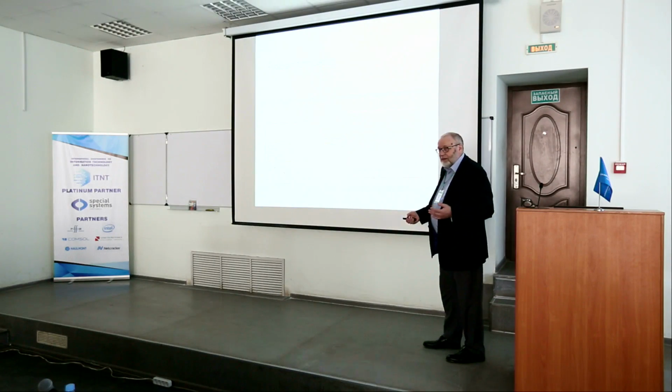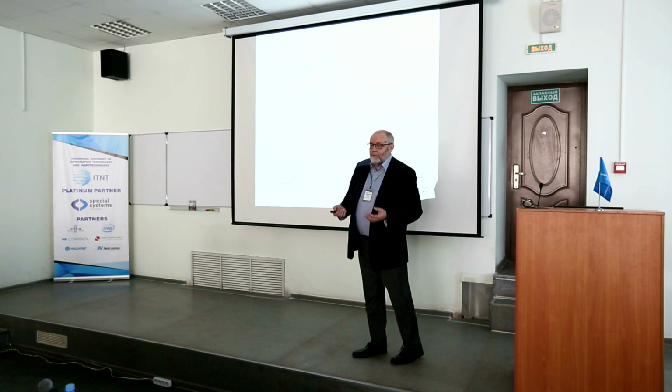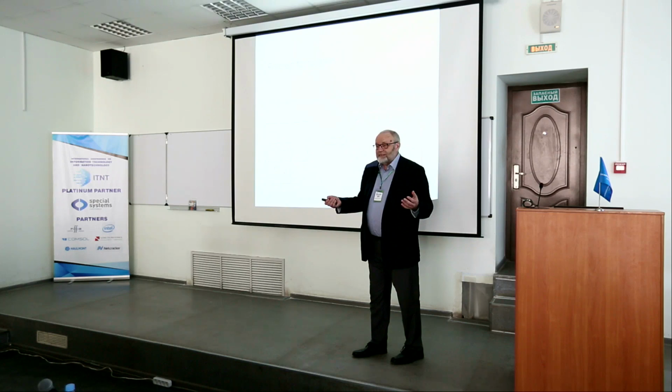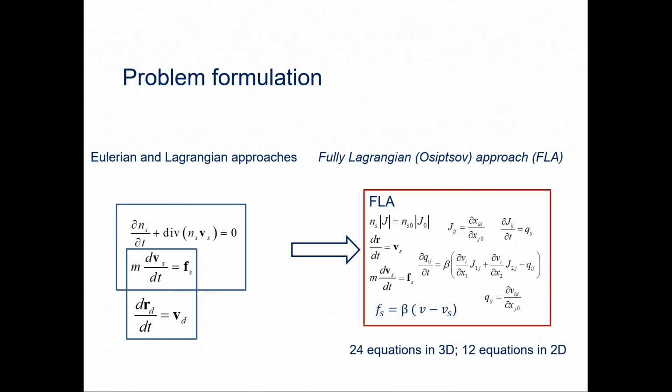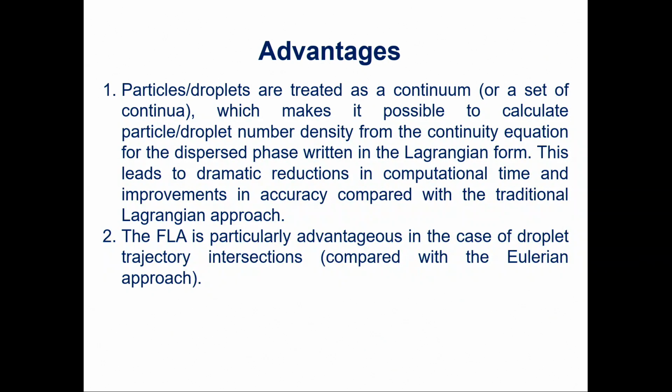And this actually leads us to a completely different philosophy, if you like, of calculation of sprays. If we use this approach, then we follow the trajectory of just one droplet, and along this trajectory, we can get the value of droplet number density in each point which is covered by this trajectory. So in this case, the number of trajectories needed to get a meaningful distribution of droplet number density can be reduced dramatically, by many orders of magnitude, to get the same accuracy. The number of these equations is 24 in 3D and 12 in 2D. So these are the advantages of this approach.